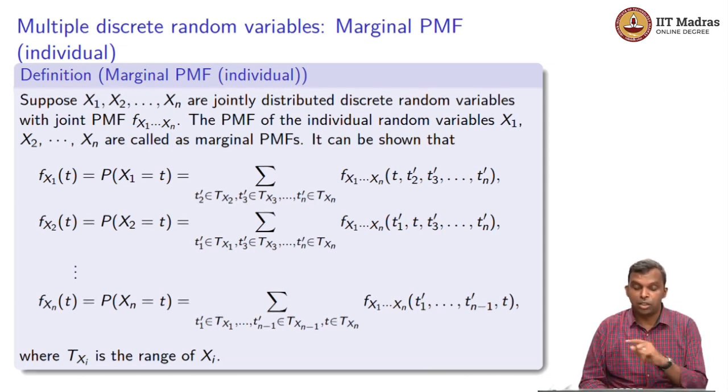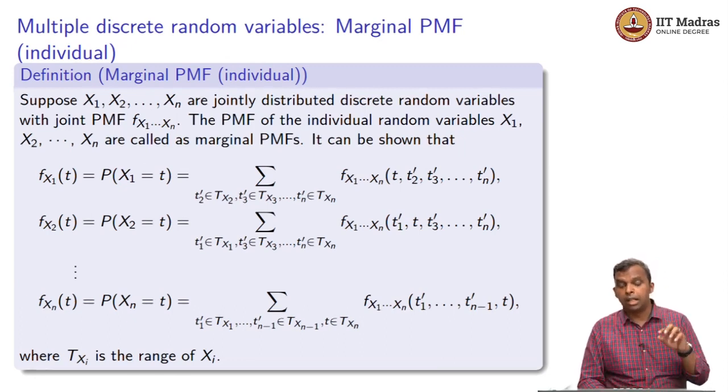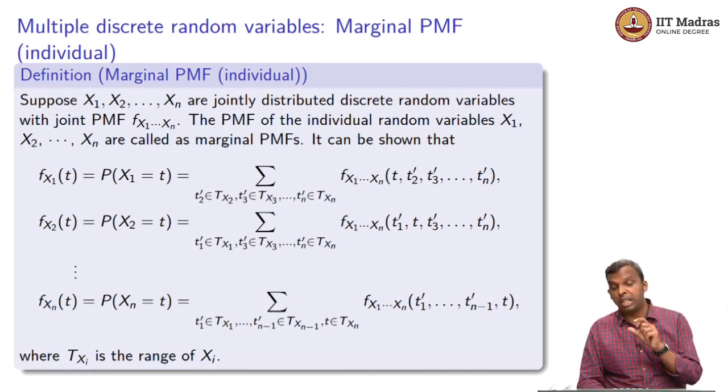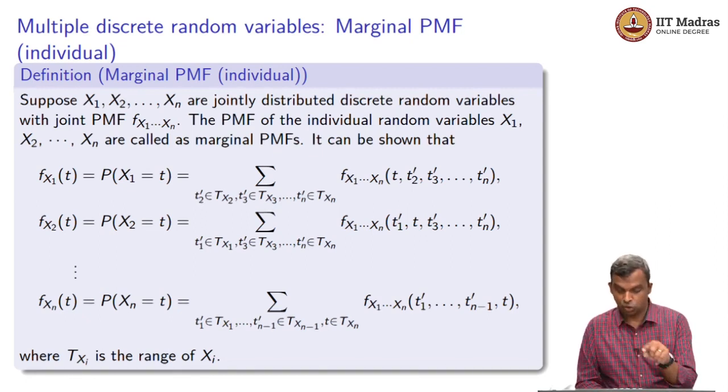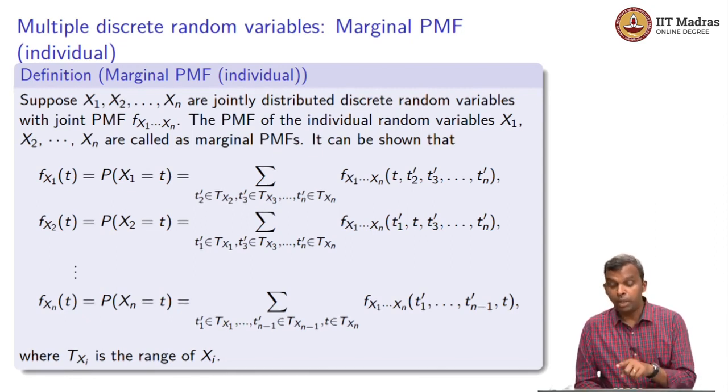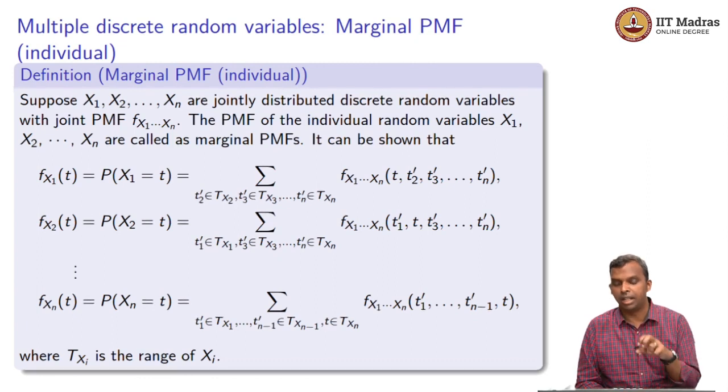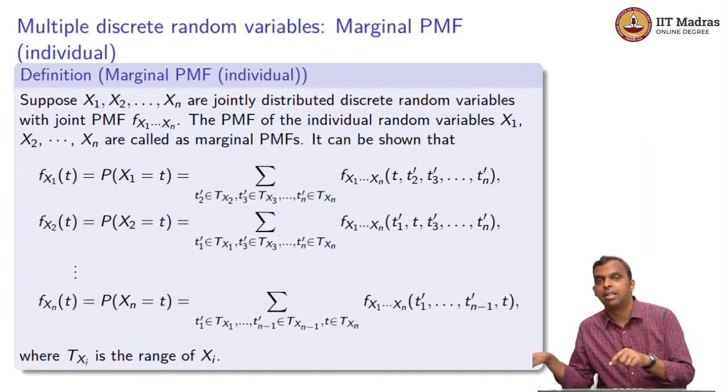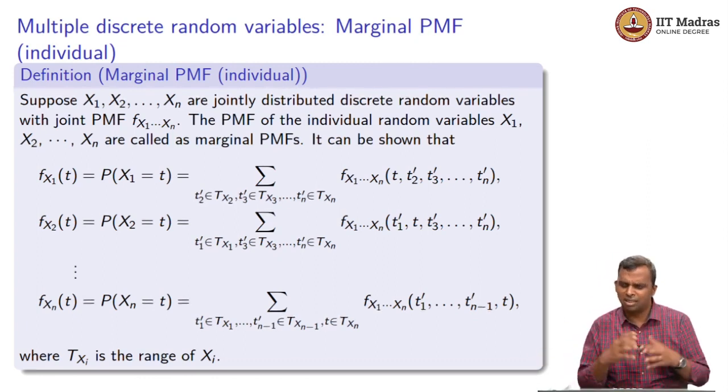You can see here in the first formula, fX1 of t, I'm summing over t2 prime, which is in the range of X2, t3 prime, which is in the range of X3, all the way to tn prime, which is in the range of Xn. What am I summing? I'm summing the joint PMF evaluated at t, which is the value of X1 which I want to keep. So I won't be summing over t, I want to keep that t, and then everything else takes all possible values. Okay, so this is a very simple proof.